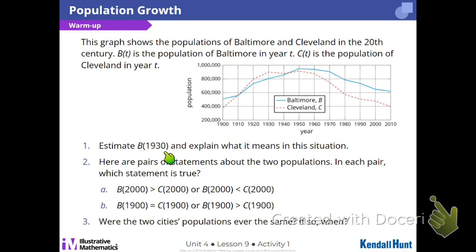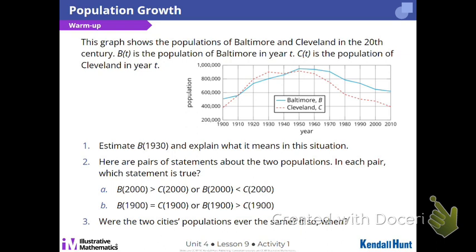B of 1930. So function B is population in Baltimore. So this is saying the population in Baltimore when? 1930. 1930 goes in. Population is going to come out. So you're going to work through answering 1, 2, and 3 with your partner. Bust that rust off for some function notation.